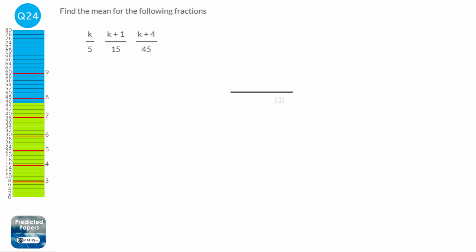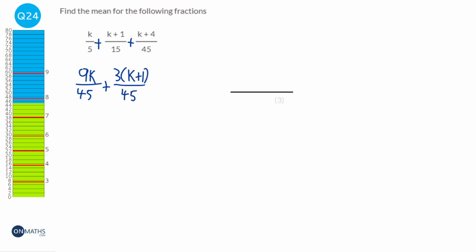So when we find the mean of something, we add the elements together and we divide them by the amount of elements. So here we've got 3 elements. So what we're going to do is add these together and then divide by 3. Now the problem is that the denominators are not the same, so we can't add them yet. But they're all factors of 45. So we're going to times top and bottom of the first one by 9. So we end up with 9k over 45. We're going to times top and bottom by 3. And so it would be 3 brackets k plus 1 over 45. And the last one is over 45, so we don't need to do anything for that.